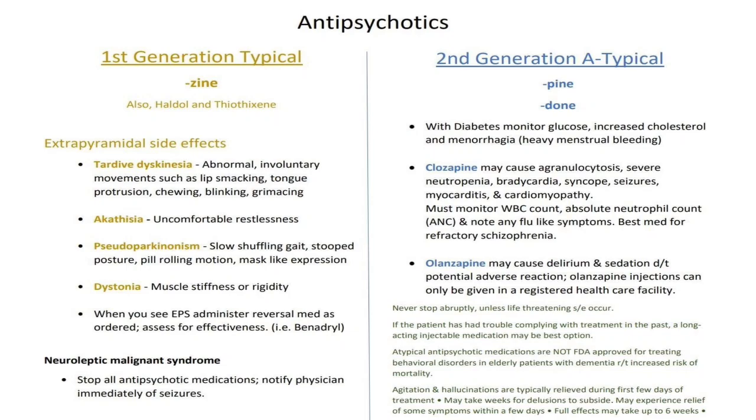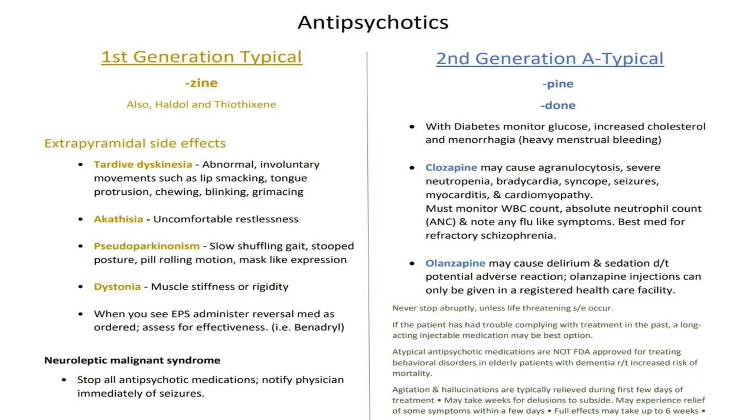Never stop any of these medications abruptly unless there are life-threatening signs and symptoms occurring. Okay, so if the patient's having trouble with the medications, it may just be that they need a different dose. So never stop them abruptly. If the patient has had trouble complying with the treatment in the past, a long-acting injectable medication may be the best option, and we do have those.